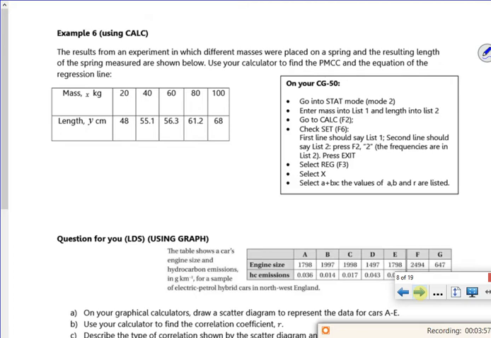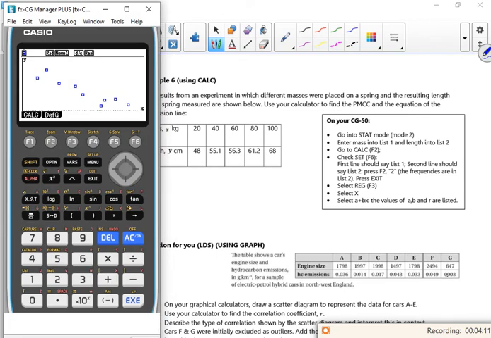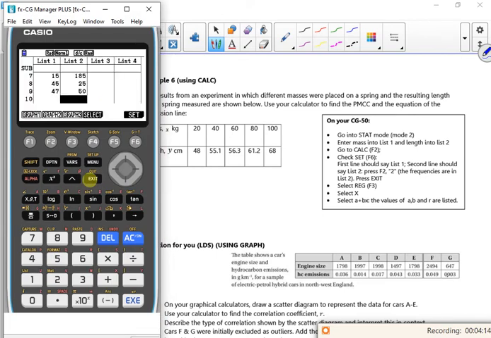Right, so it says the results from an experiment in which different masses were placed on a spring, resulting in the length of spring. So that's like a standard physics type question. Let's get the calculator up. So we go to menu to put the mass in to list one. I'm going to delete these out, just press delete, delete them all out. So then I've got 20, 40, 60, 80, 100, so pretty different masses.